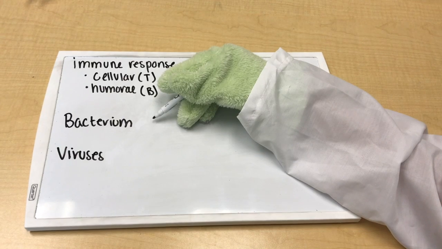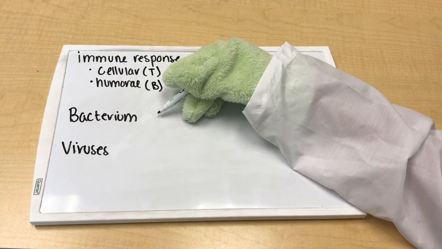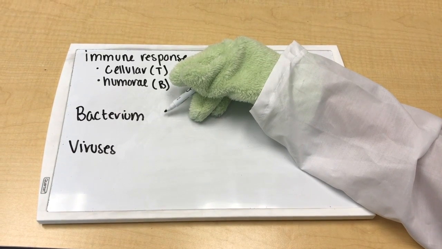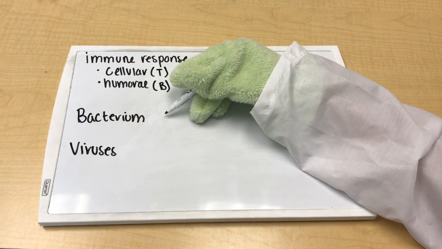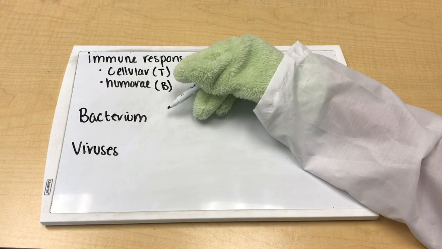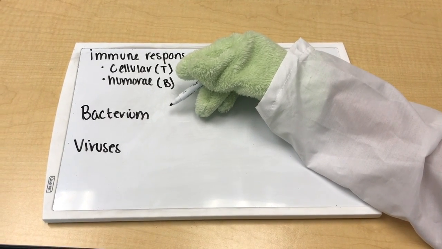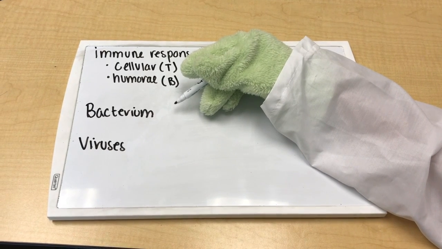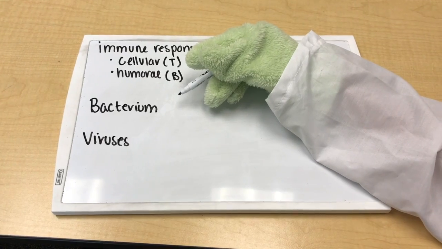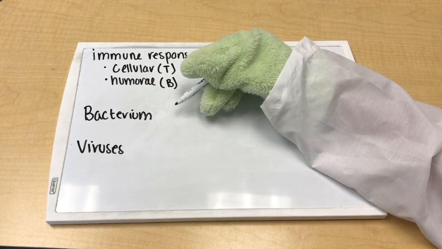Bacterium is phagocytized by a macrophage, which presents antigens to activate cytotoxic T cells and helper T cells, which leads to cytotoxic T cells directly destroying bacterium and helper T cells activating B cells. This leads to the formation of plasma cells, antibodies versus antigens.